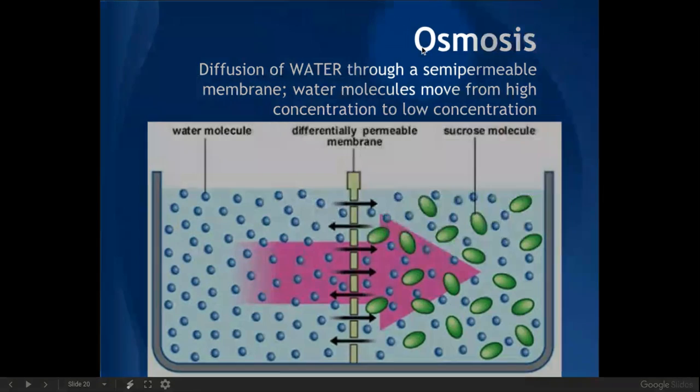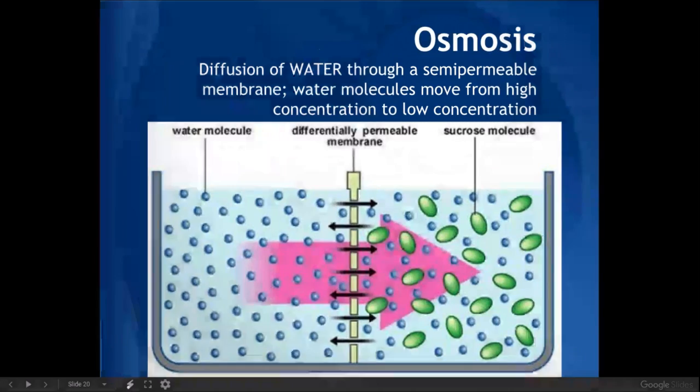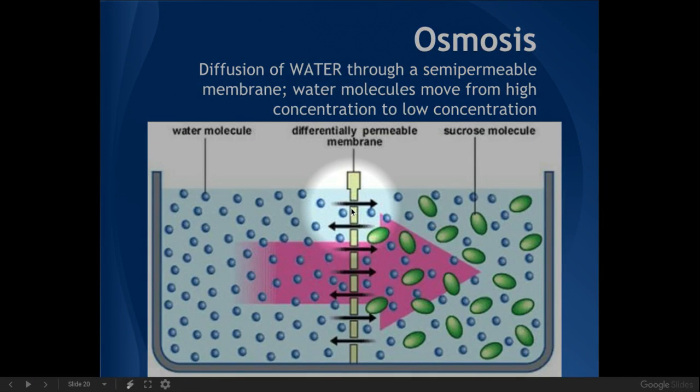Now, when we talk about osmosis, osmosis is a type of diffusion. The diffusion, this time though, has specifically to do with water. And it is the water diffusing through a semi-permeable membrane. Waters are still moving from a high concentration to low concentration because it is still diffusion. So what we have here, straight down the middle, is our semi-permeable membrane. In this case, we're calling it a differentially permeable membrane, but it's the same thing, meaning some things can pass through and some things cannot.